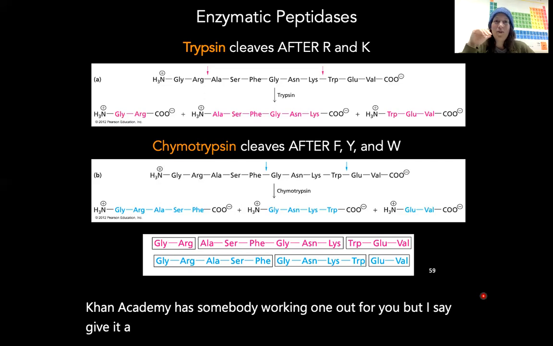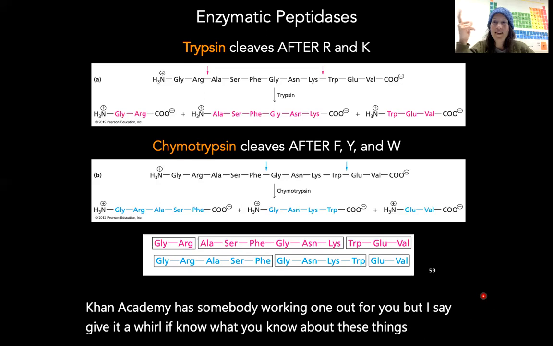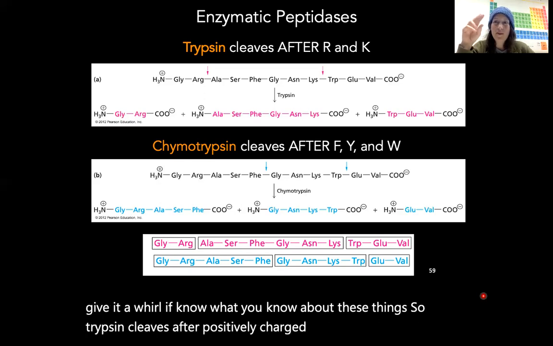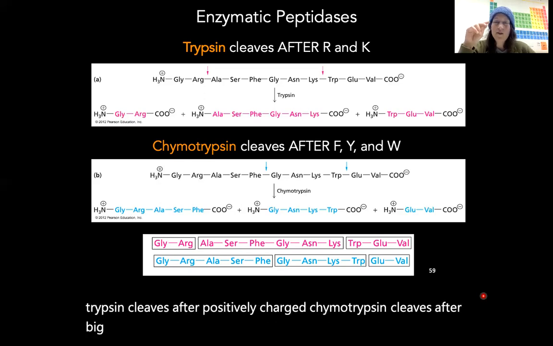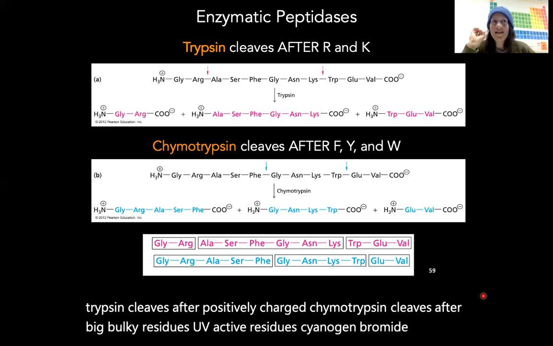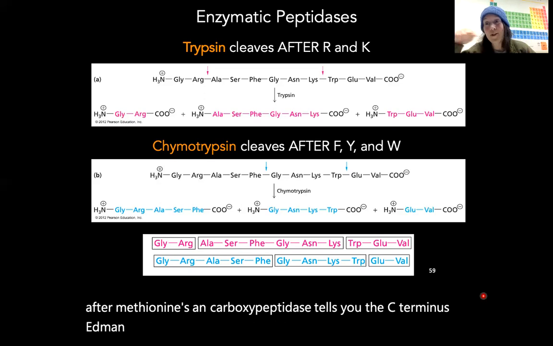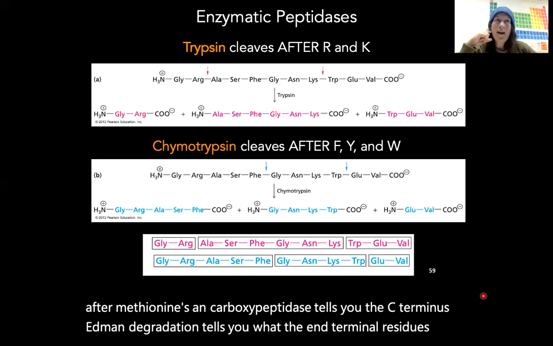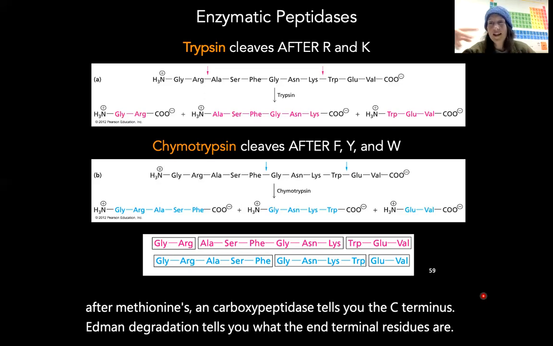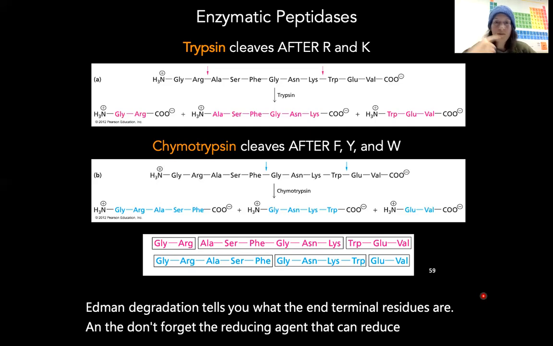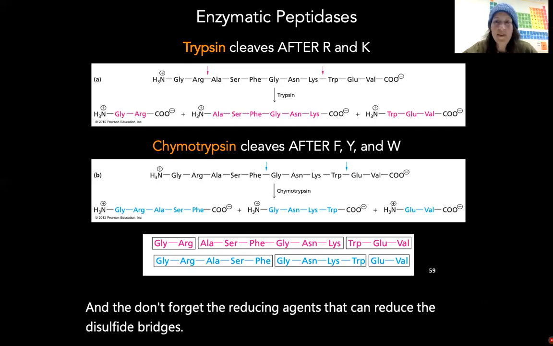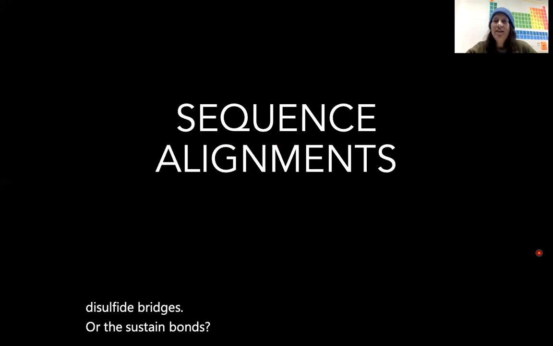But I say give it a whirl, if you know what you know about these things. Trypsin cleaves after positively charged residues. Chymotrypsin cleaves after big, bulky, UV-active residues. Cyanogen bromide cleaves after methionines. Carboxypeptidase tells you the C terminus. Edman degradation tells you what the N-terminal residues are. And don't forget the reducing agents that can reduce the disulfide bridges, the cysteine bonds. So maybe you find the sequence out and you figure it all out.